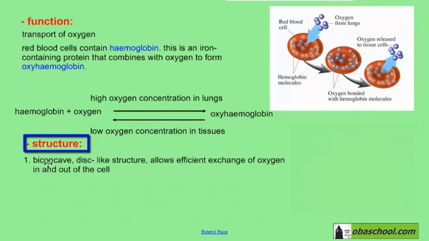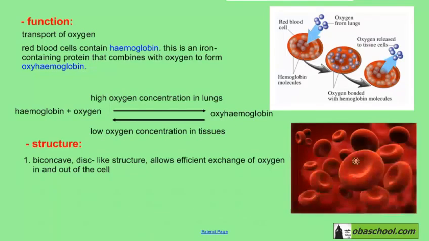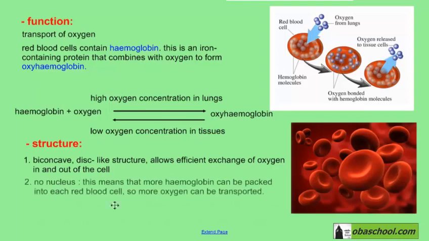So how does the structure of red blood cells serve this function of transporting oxygen from the lungs to the cells of the body? So red blood cells are biconcave, disc-like structures, which means they are curved and they look like discs, and they have not exactly a hole in the middle, but a small dent in the middle. It allows efficient exchange of oxygen in and out of the cell.